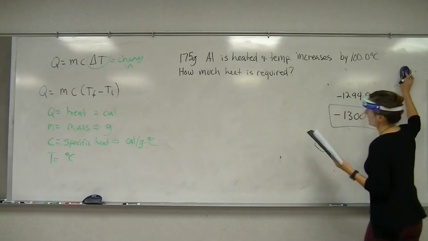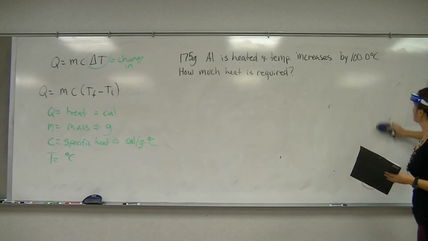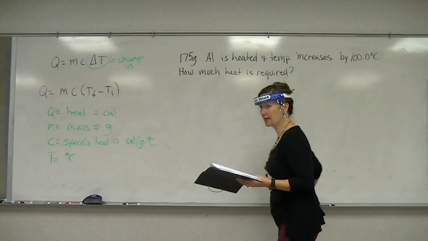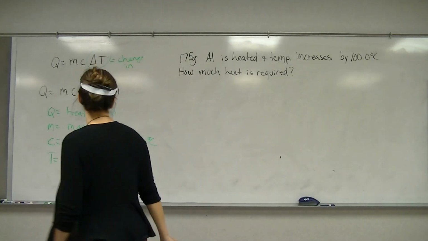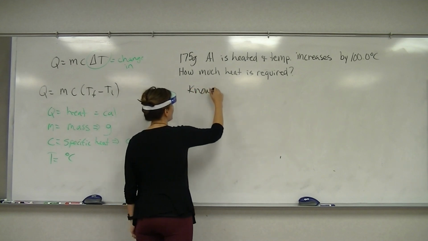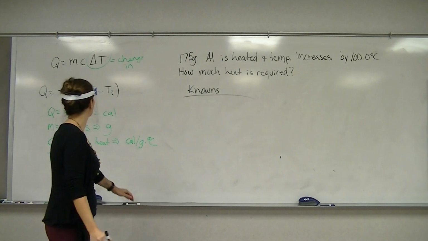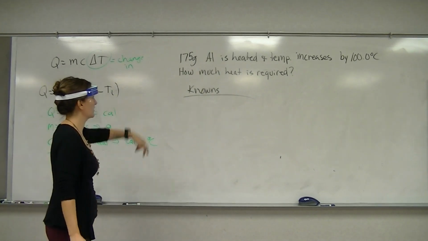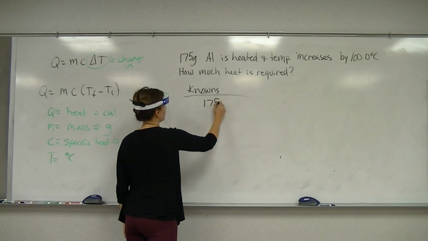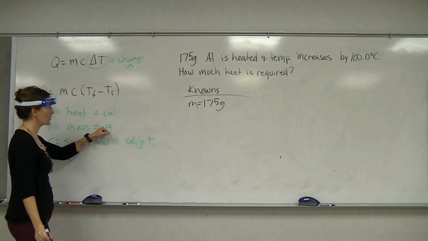So in this case, we have aluminum. 175 grams of aluminum. It's heated, temperature increases, and we're calculating how much heat is required to accomplish this. So let's make our knowns and unknowns list so we can plug it in. What variable is which? We have 175 grams. That's our mass, and remember, for these ones we want it in grams.